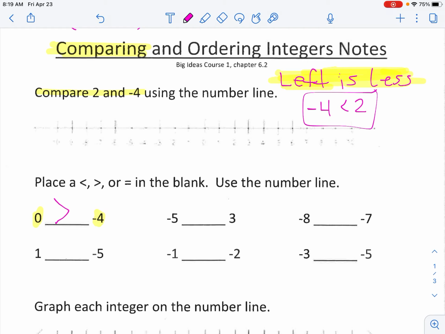Next ones, -5 is here and 3 is here. -5 is to the left of 3, so -5 is less than 3. Left is less. -8 compared to -7. -8 is to the left, so -8 is less than -7.